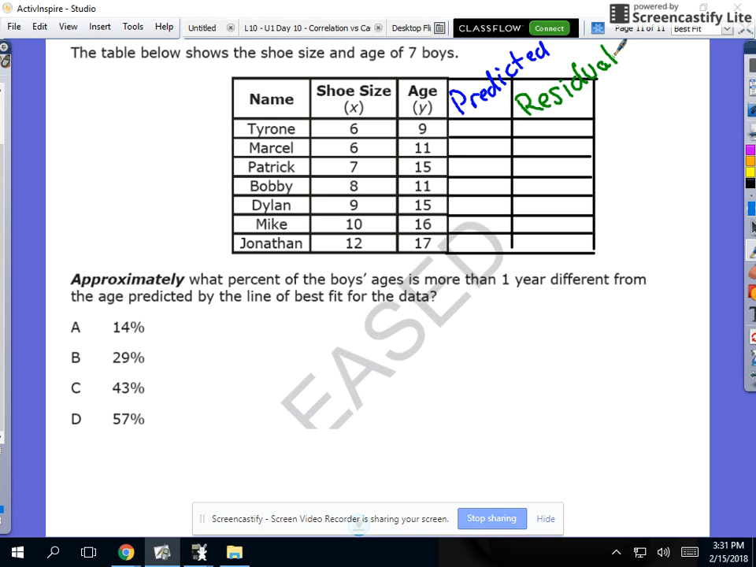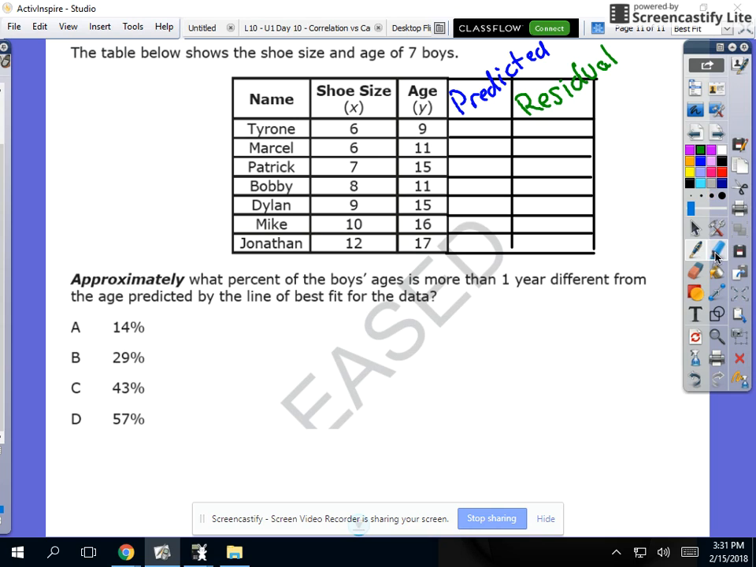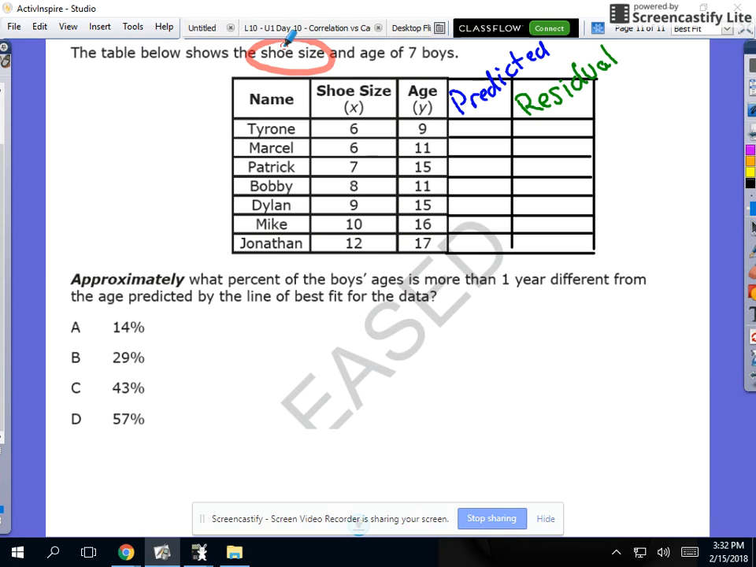Let's see why. Basically, we have a table of data, and that data has a bunch of guys and their shoe sizes. So we have Tyrone, Marcel, Patrick, Bobby, Dylan, Mike, and Jonathan. We have their shoe sizes in that first column, and then their ages in the second column. We're going to try to predict how old somebody is based on how big their shoe size is. So first things first, bust out your calculator.